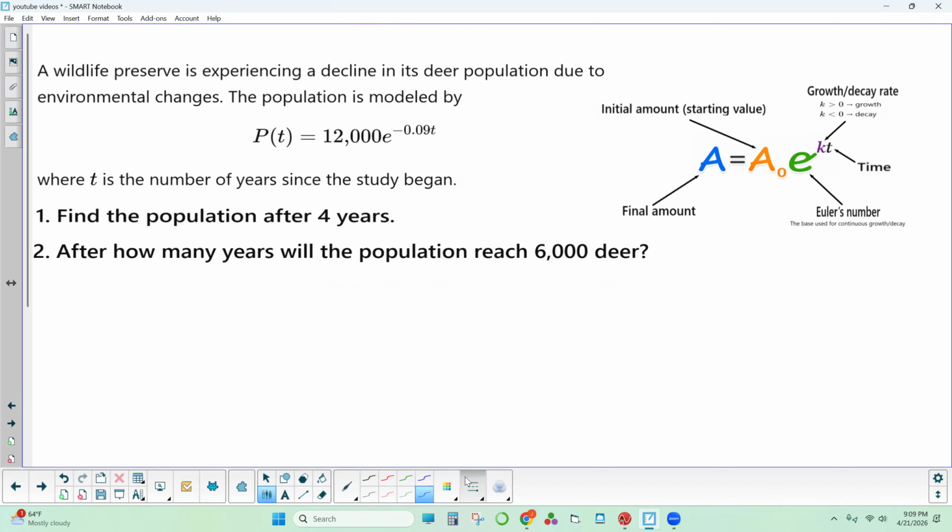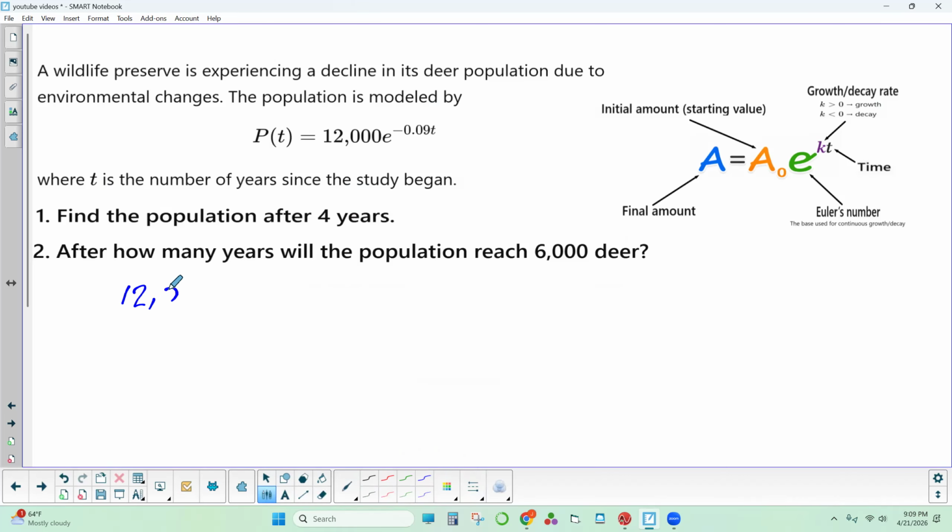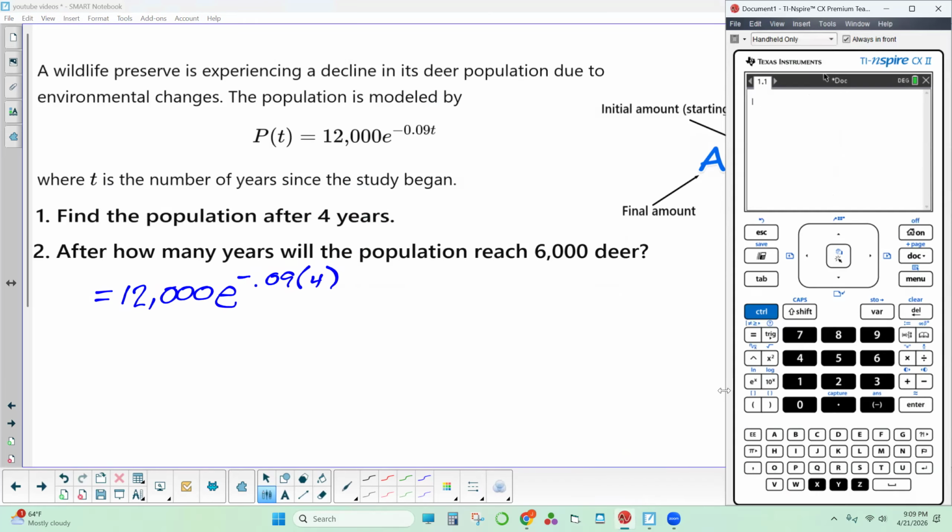All right. So we are going to write down our model here, which is 12,000 times e raised to our rate, which is negative 0.09. And for t, we're going to put in 4 years. So what we're looking for here is the population after 4 years. Now, since this is population of deer, I'm just going to go ahead and round this to the nearest whole number. So today we're going to be using a TI-Nspire calculator.